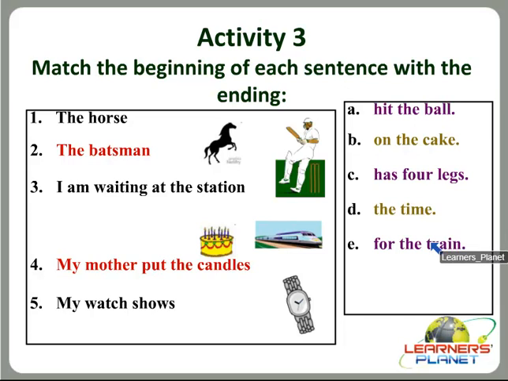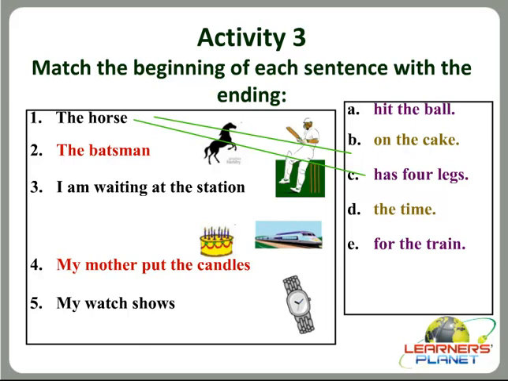Alright students, let's match. The horse cannot hit the ball, on the cake, no. Has 4 legs. So the horse has 4 legs. Let me match it. The horse has 4 legs. Next, the batsman: hit the ball. So the batsman hit the ball.